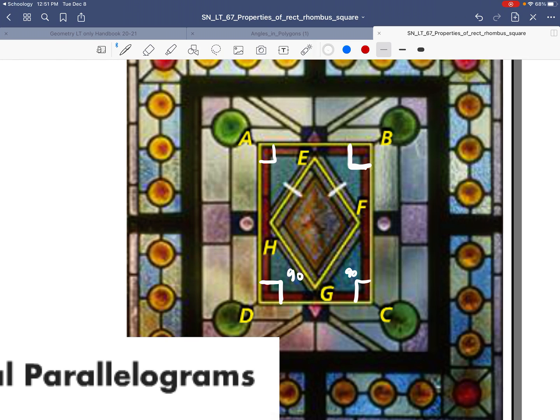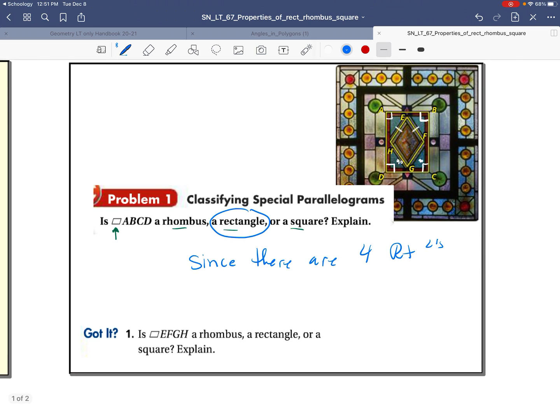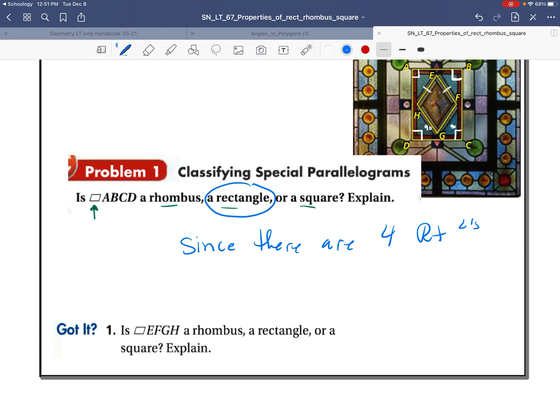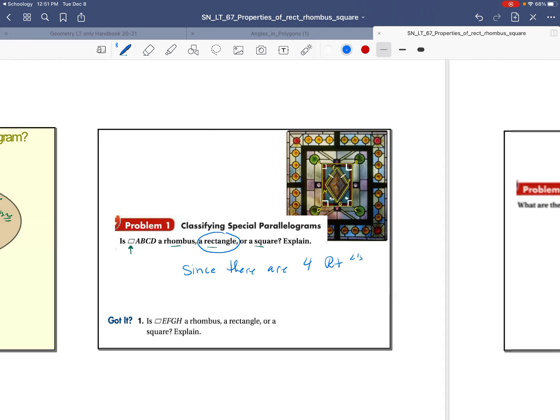But I can't get all 4 sides congruent, so this is a rectangle since there are 4 right angles. What about EFGH? This is the got it part. Is EFGH a rhombus, rectangle, or square?